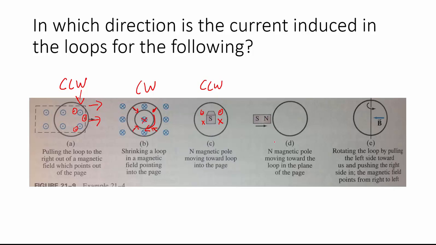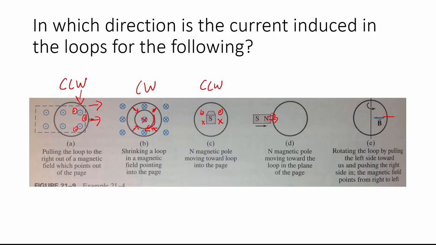Then we have a north magnetic pole moving towards the loop in the plane of the page. Here, we're not going to get anything. Because these are in the same plane and the magnetic field lines are not perpendicular to the loop, nothing happens. There is going to be no current induced.